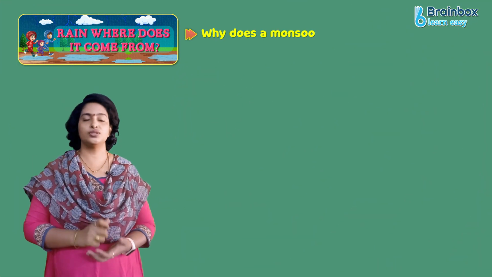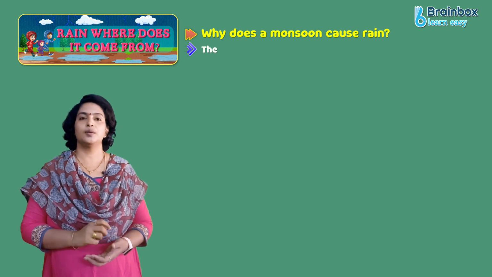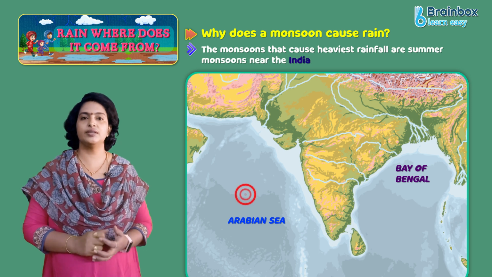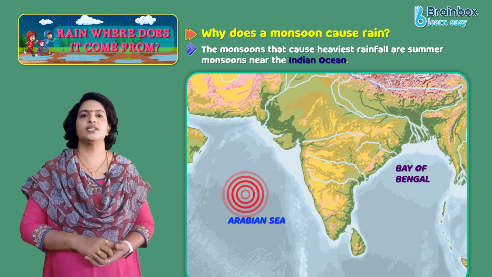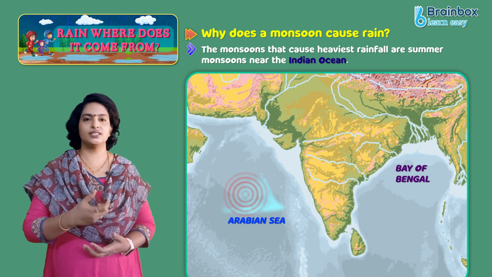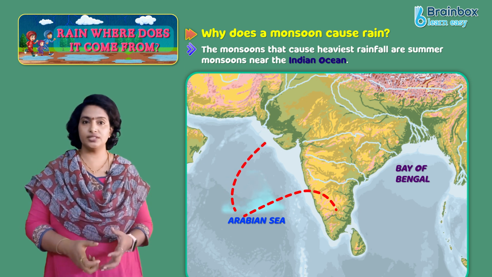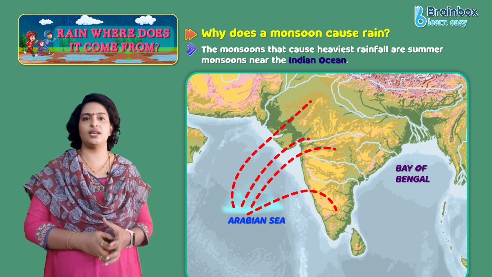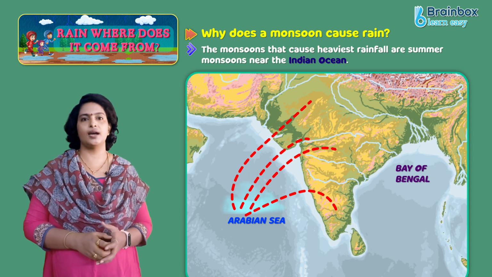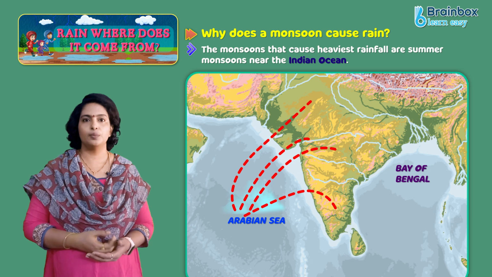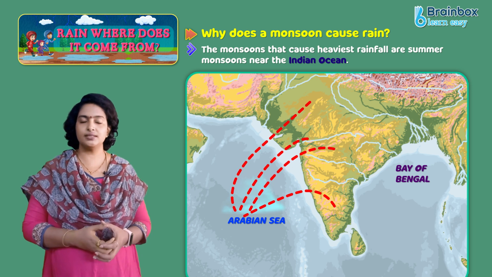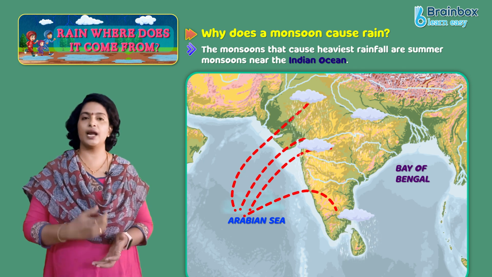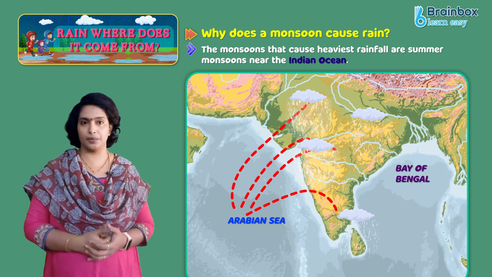So why does a monsoon cause rain? The monsoons that cause heaviest rainfall are summer monsoons near the Indian Ocean. So warm water in the ocean evaporates, rising into the air. This causes the wind to change direction, and the moisture blows towards the land in countries such as India and Sri Lanka. So the warm, moist air then condenses and becomes rain. The result is a period of humidity and heavy rainfall that can last for months.